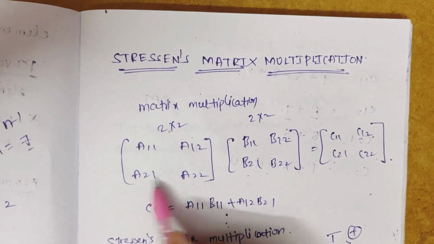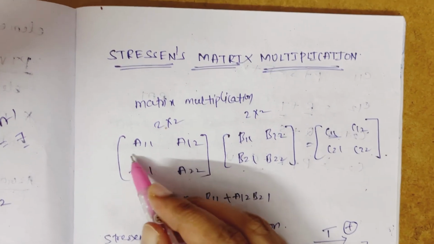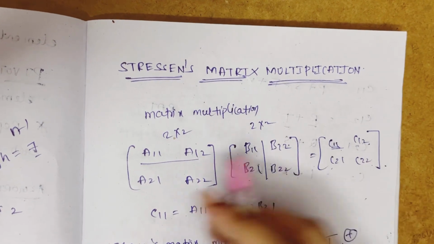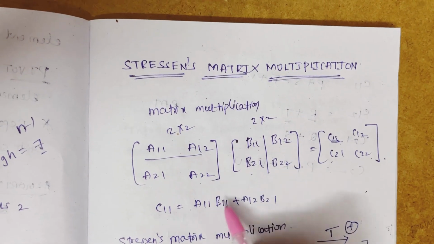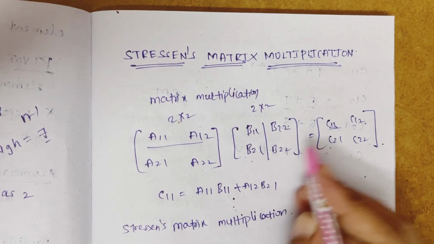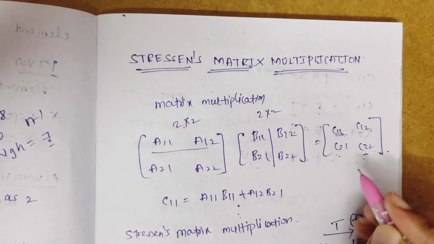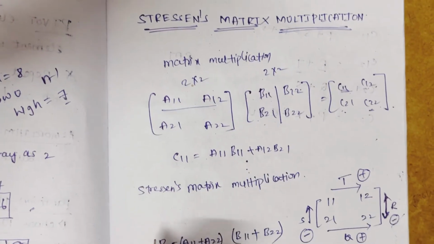How does the resultant come? C11 will come from the normal matrix multiplication: A11 into B11 plus A12 into B21. Likewise C12, C21 and C22. So this is the normal matrix multiplication.